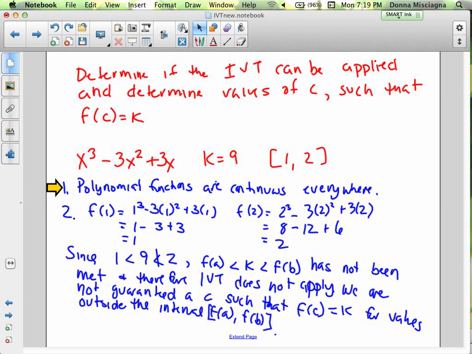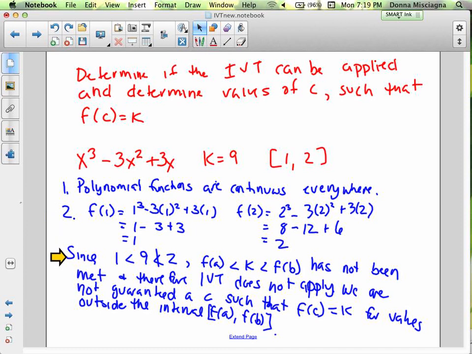All right, so now we have to check and make sure that k is in between f of a and f of b, right? Because nothing's guaranteed unless k is in between. So we find f of 1, and we get 1. We find f of 2, and we get 2. Uh-oh.